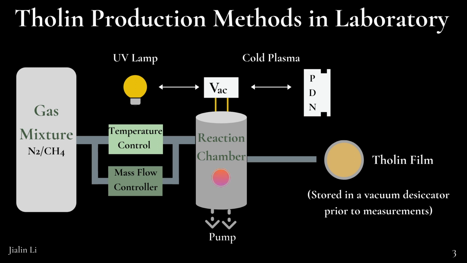We're using one type of UV lamp and two types of cold plasma sources, the alternating current cold plasma and the PDN, which stands for the pulse discharge nozzle. New particles are then formed and deposited onto a substrate, and a Tholin film is formed. All Tholin samples used in this project are stored in a vacuum desiccator prior to measurements to avoid contact with oxygen and moisture in the air.